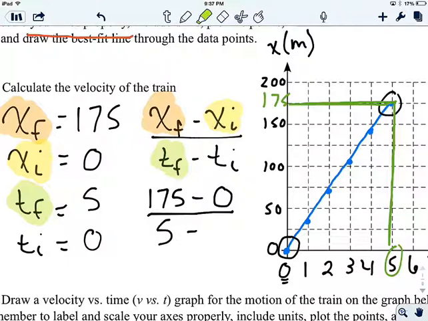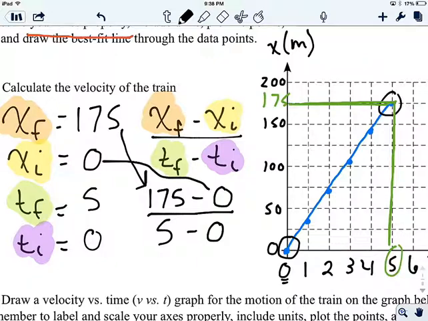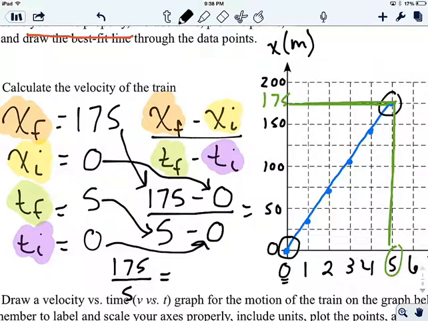And then, let's use purple. I need TI. So I look and I see, look, there's TI right there. Well, it's 0. So I'm going to take that 0 and I'm going to put it there. Okay, so look what happened. My 175 went there. My 0 went there. My 5 went there. And this 0 went there. Now I'm just going to go ahead and do the math. 175 minus 0 is 175. And then 5 minus 0 is just 5. Okay, so 175 divided by 5.